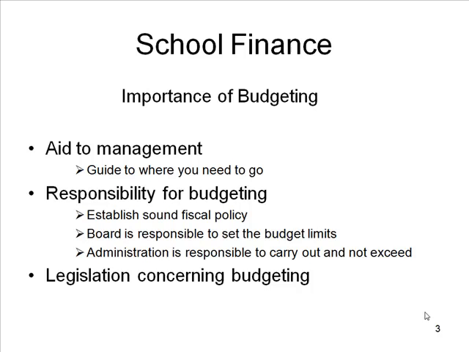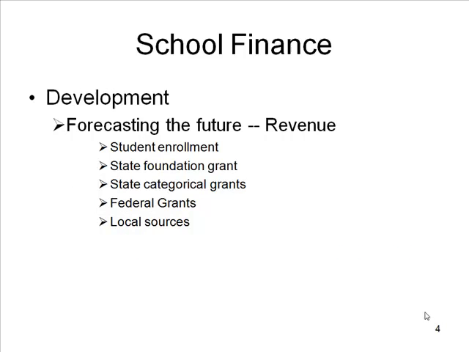Legislation concerning the budgeting process is very explicit and in detail under the school code, some of which we will get into as we go through this presentation. The budget is a tool by which you look at the future and forecast what might be. Student enrollment is critical. The majority of the funding for an academy is driven off of student enrollment and the state foundation grant for each of those students eligible for count.